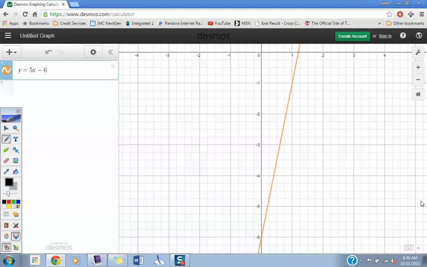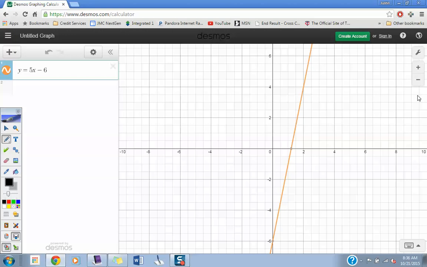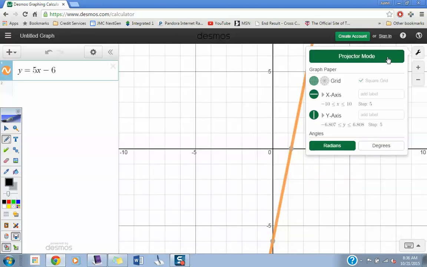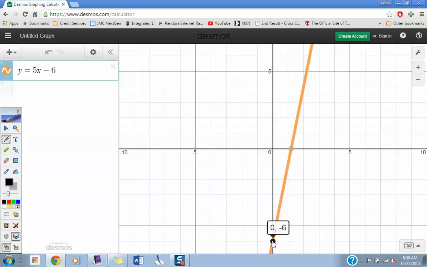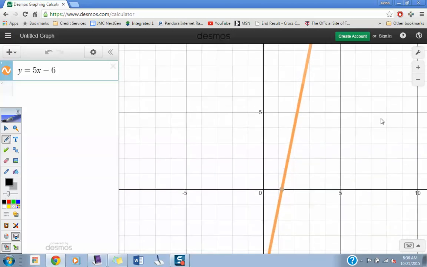Here's the graph. I'll zoom home. I'll go projector mode. Hey, do I hit the point 0, comma negative 6 right down here? What was the other point they had suggested? 3, comma 9? Is that right? Yeah.